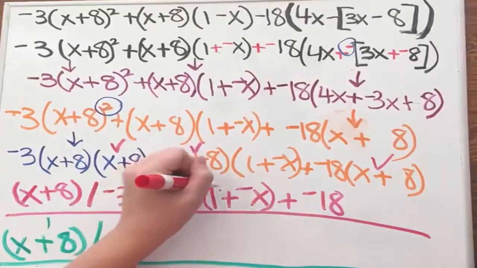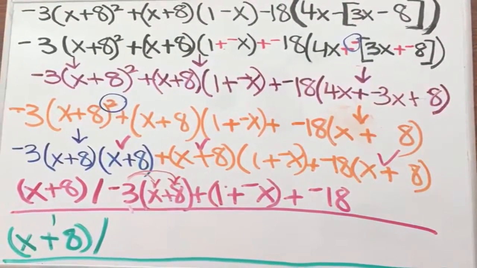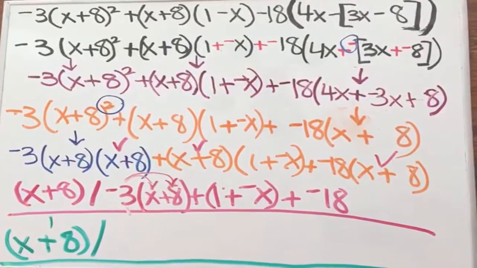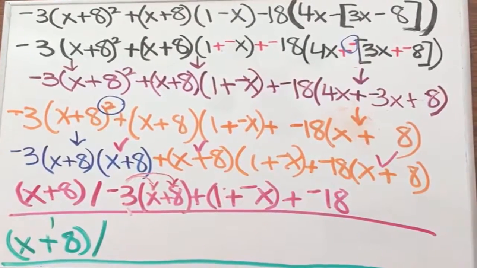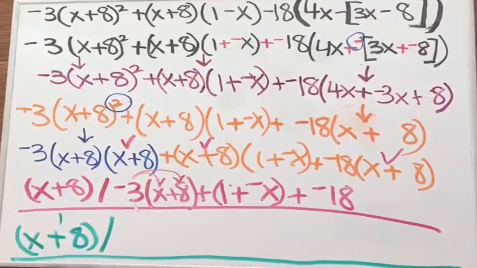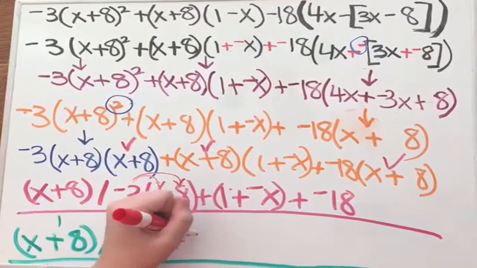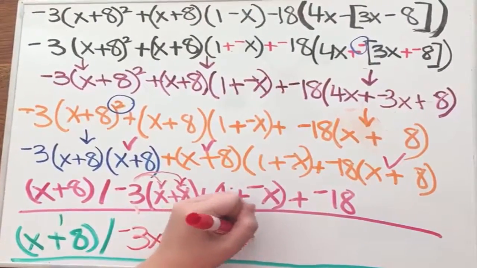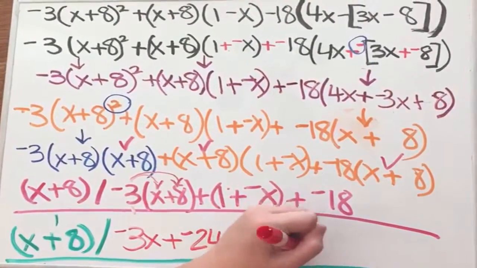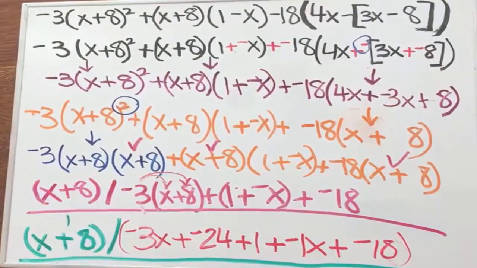Then I used the distributive property of multiplication over addition by distributing the negative 3 into the x and then the negative 3 into the 8 to get (x plus 8) times (negative 3x plus negative 24 plus 1 plus negative 1x plus negative 18).